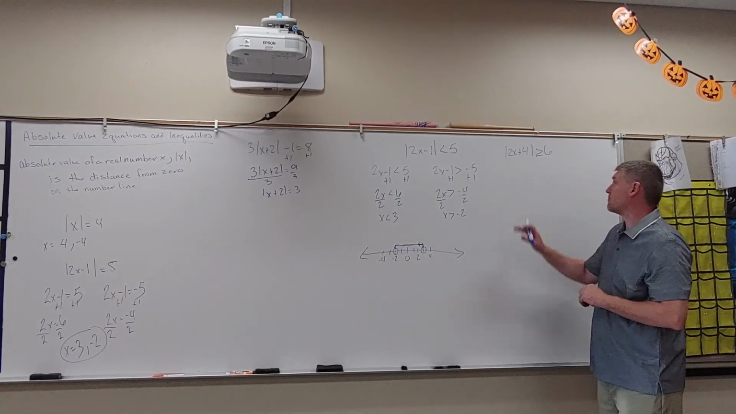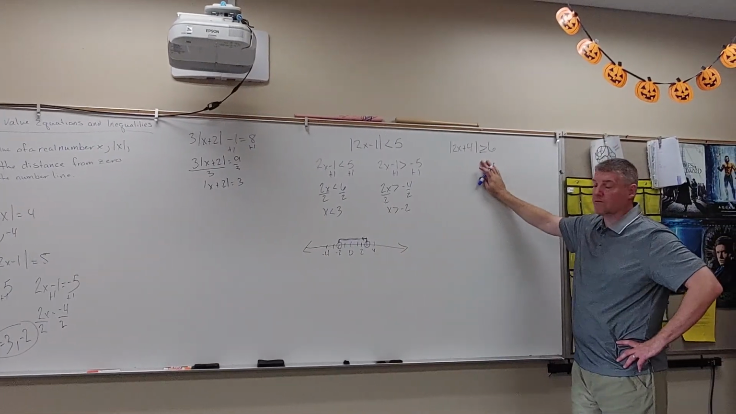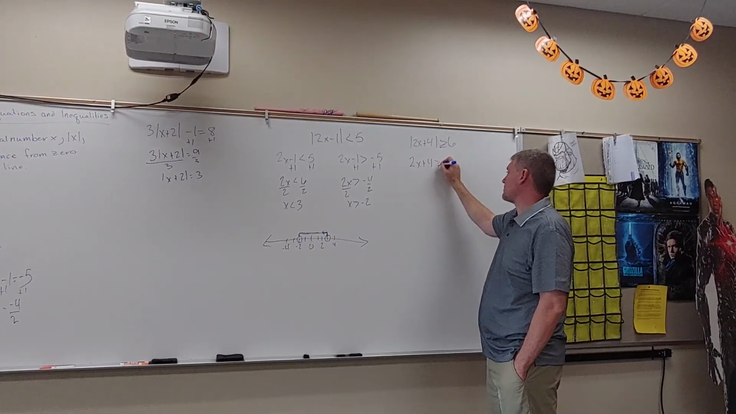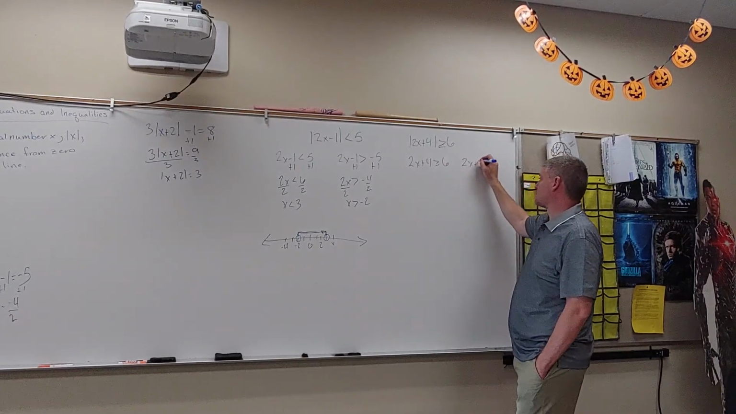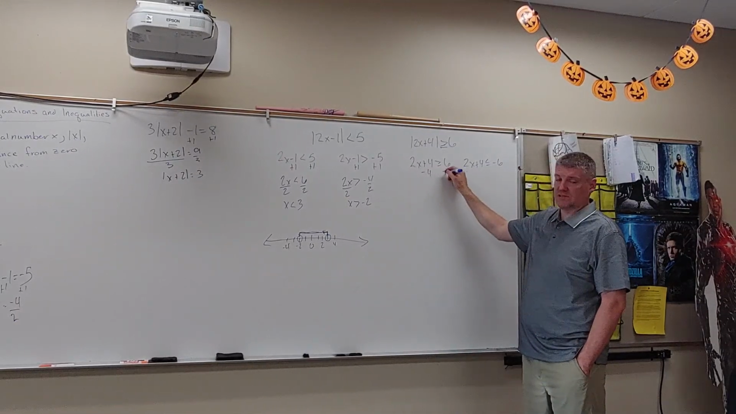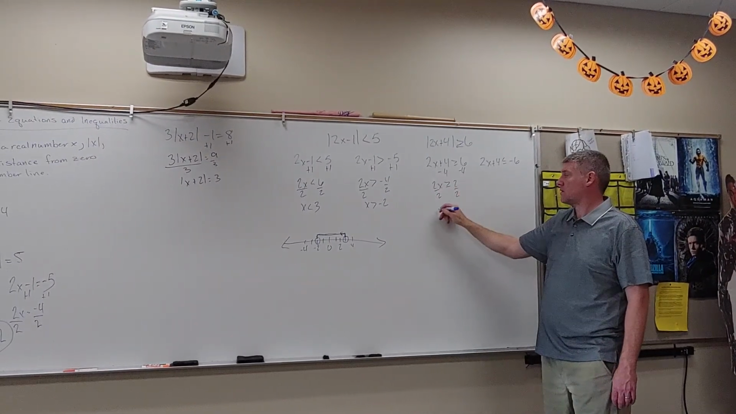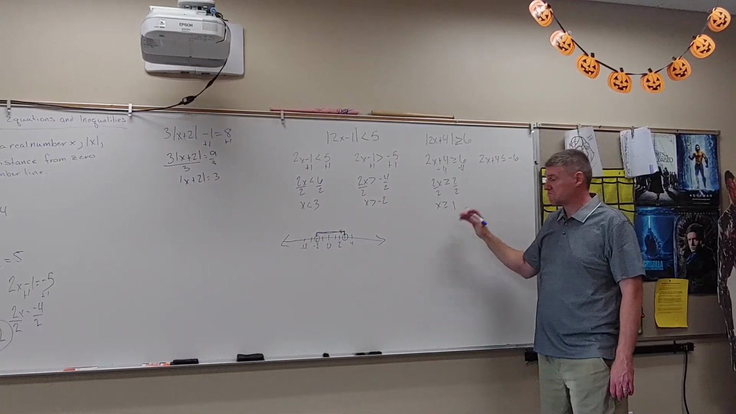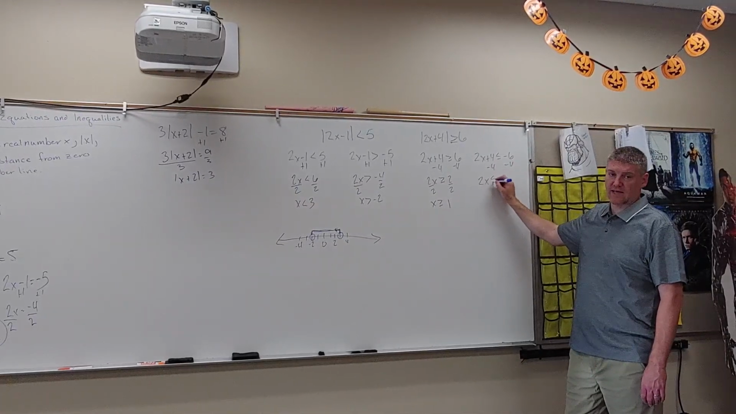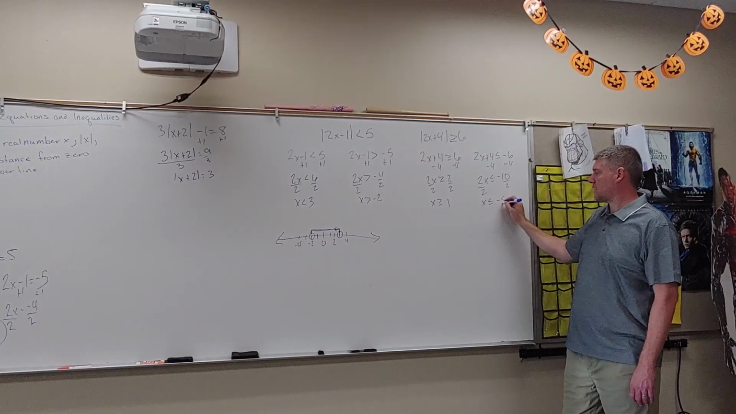So our last example here is the absolute value of 2x plus 4 is greater than or equal to 6. Okay. So I'm going to split this out. 2x plus 4 is less than or equal to negative 6. So now I'm going to solve this. I'm going to subtract 4 from both sides. 2x is greater than or equal to 2. Divide by 2. X is greater than or equal to 1. Okay? I'm going to take the next one. I'm going to solve it. I'm going to subtract 4. 2x is less than or equal to negative 10. Divide by 2. X is less than or equal to negative 5.